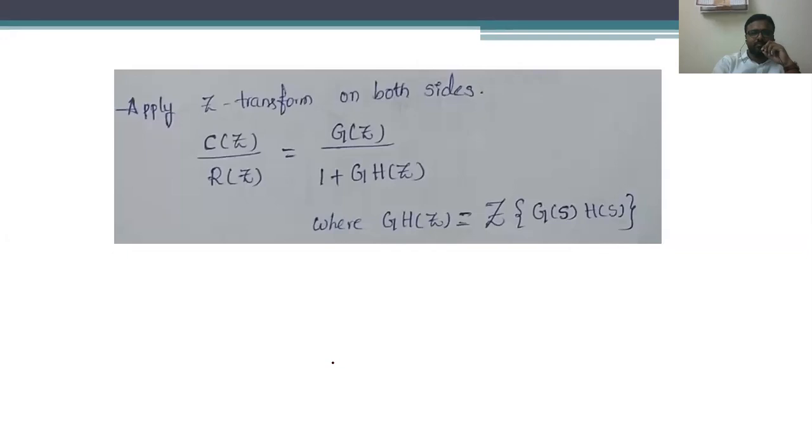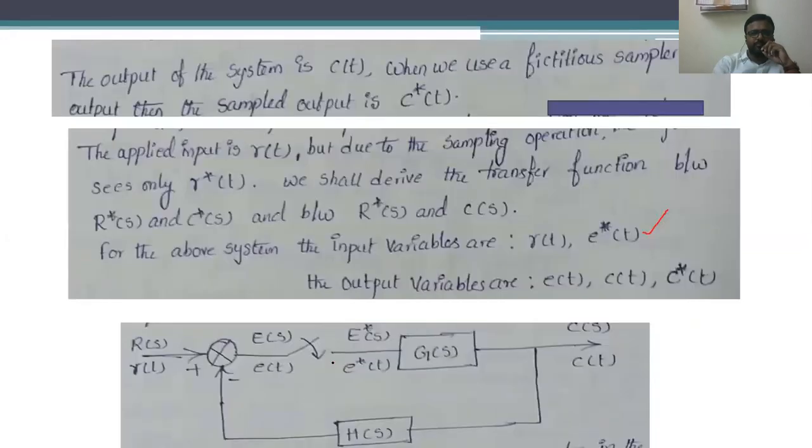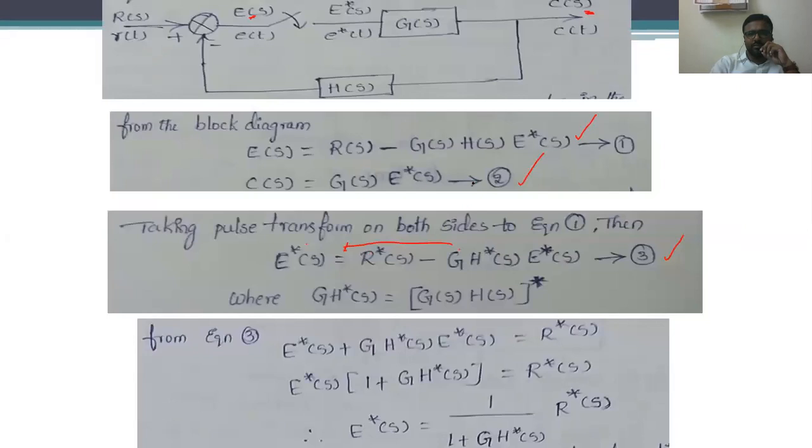Okay. Once again, I am going to tell that this is the closed loop system we are going to take, that is the closed loop discrete data system. So for this one, we are going to frame the different relationships. That is, from the block diagram, this E of S is going to be taken as the product of E star of S into G of S into H of S, and it is going to be subtracted from R of S. And the output of the system is going to be taken as C of S is equal to E star of S into G of S.